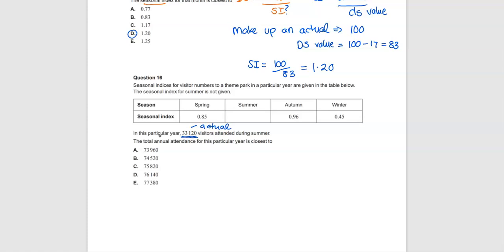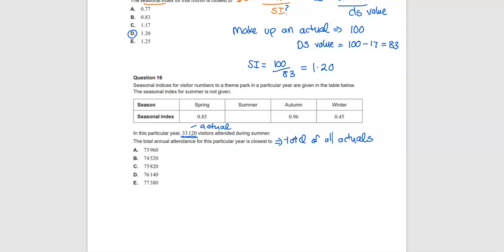So the total attendance for this particular year is closest to... When they ask for the total attendance, what they're pretty much saying is they want the total of all the actuals, which would be all 4 seasons added up. So we say this is the total of all the actuals.